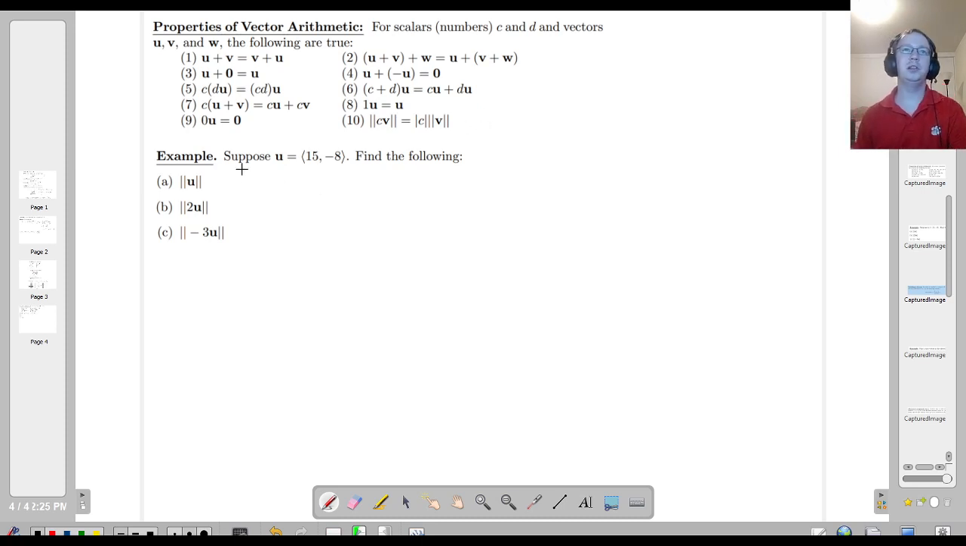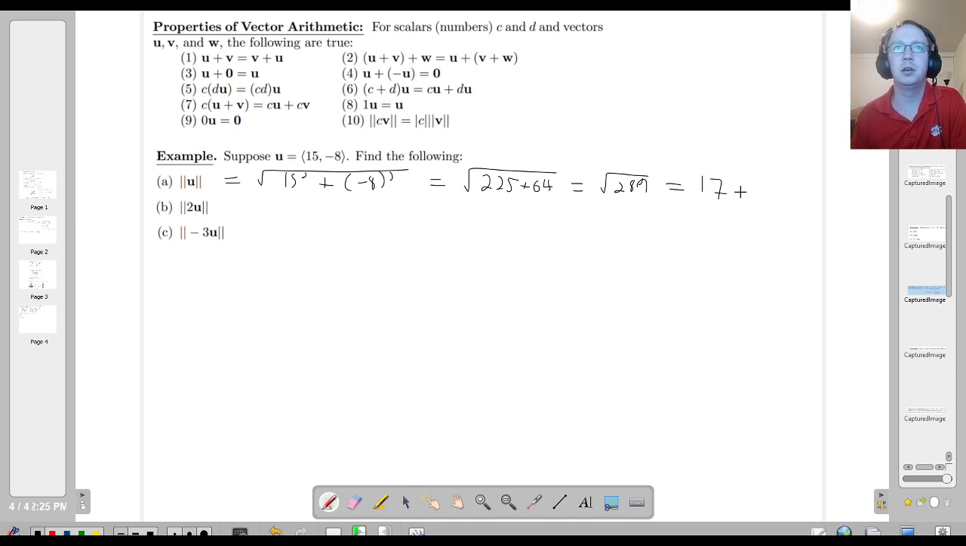Okay, so we're really just looking at practicing applying property number 10 here for these examples. We're going to start by finding the magnitude of u. Okay, just the normal way, square root of x component squared plus y component squared. Okay, so that's the square root of 289, which is 17. Now we're going to calculate these next two using some shortcuts based on number 10.